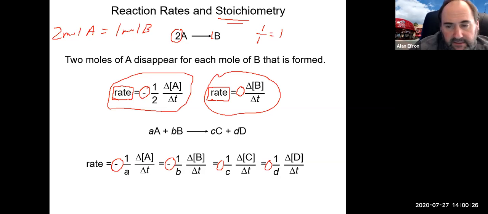Now, when you do this 1 over the coefficient, that is essentially combining the calculation part where you do the mole-to-mole relationship and how everything's changing. So you're doing it all together. You can, in these types of problems, do them separately.